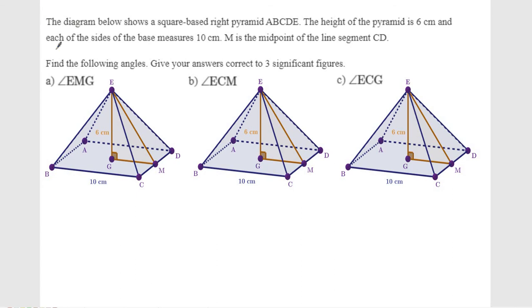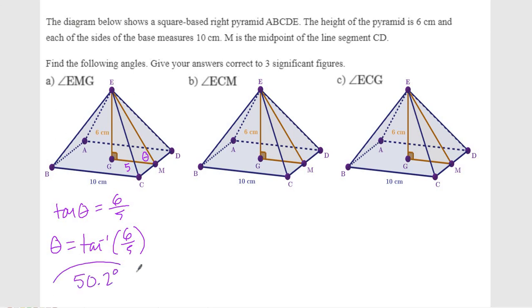So here's some more practice with finding the angles. I figured I would do more examples, try them, see if you can do them on your own. So for here, angle EMG, this angle is theta. We know the height is 6, and since M is the midpoint, G is in that diagonal, we know that this part has to be 5. So we know the tangent of theta is 6 over 5. So theta is the inverse tangent of 6 over 5. And rounded to 3 sig figs is 50.2 degrees.